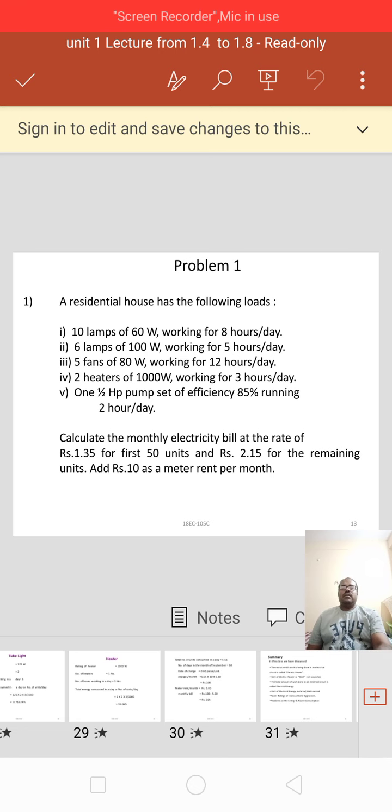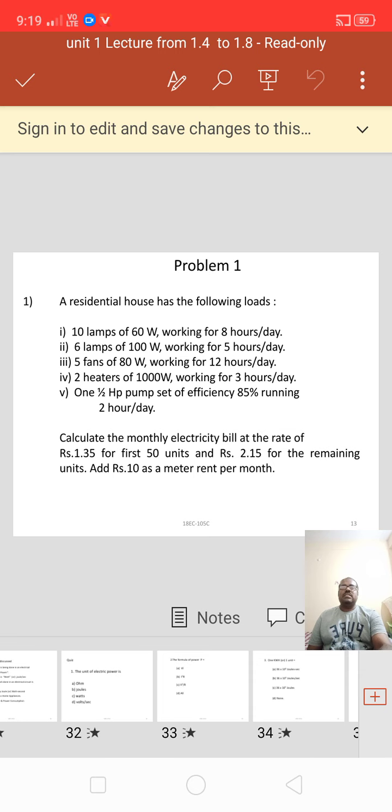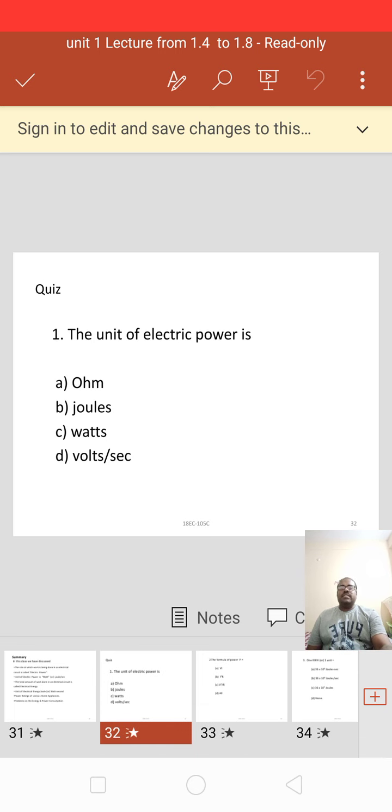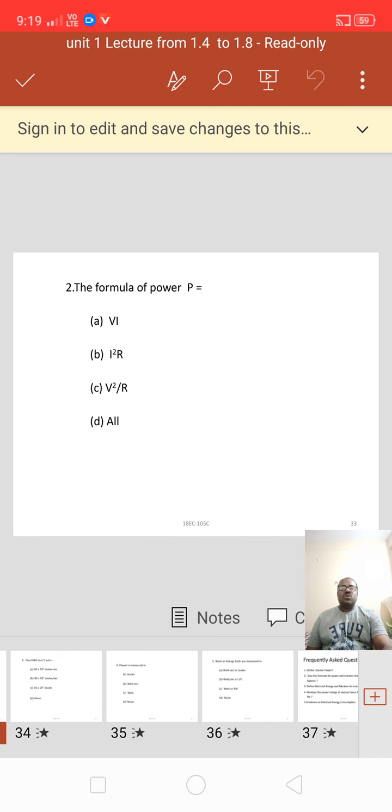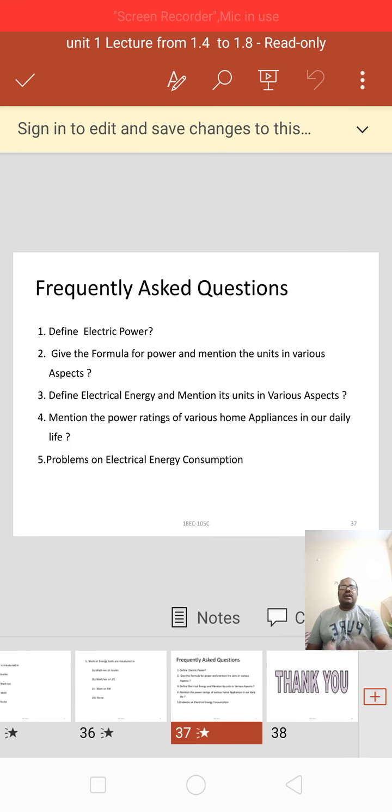These are the concepts which we learned in this session, and for your reference I have given the quiz and frequently asked questions also. Please go through them and get knowledge regarding the concepts of power, electrical energy, unit of power, unit of electrical energy, power rating of home appliances, and problems regarding electrical energy consumption.